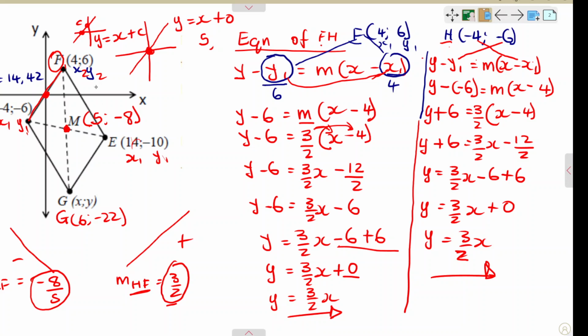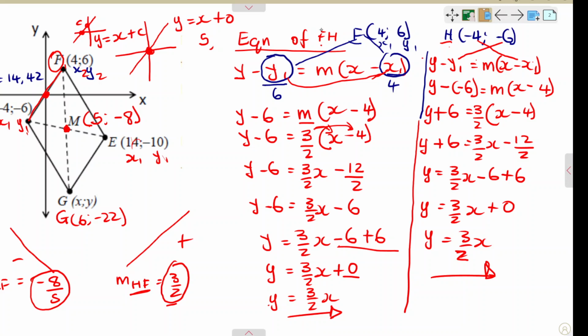But the equation of FE is going to be different from this equation. I was proving to you that when you use this equation, you can take point F or point H, and the answer was going to be the same. Yeah, that's what I was trying to prove here. Y is equal to 2 over 2x. You don't have to do both. You have to do one point.